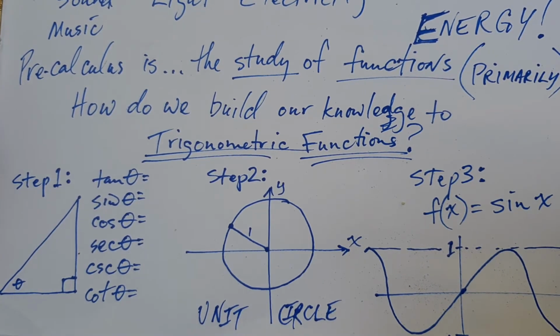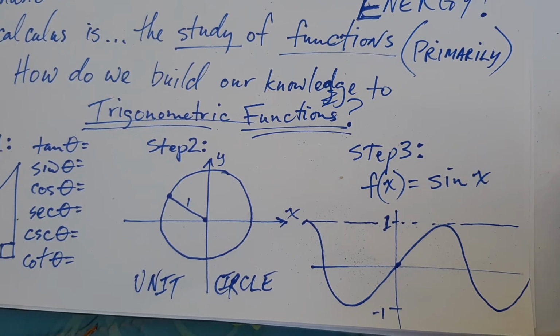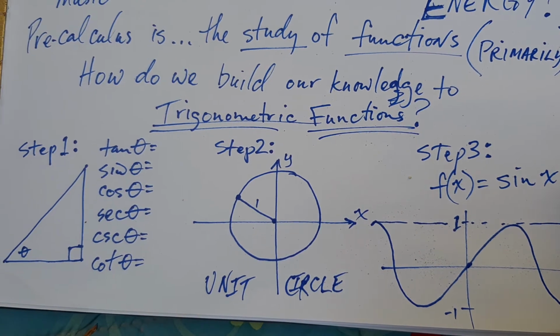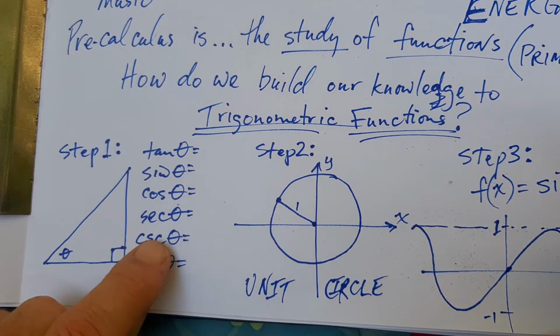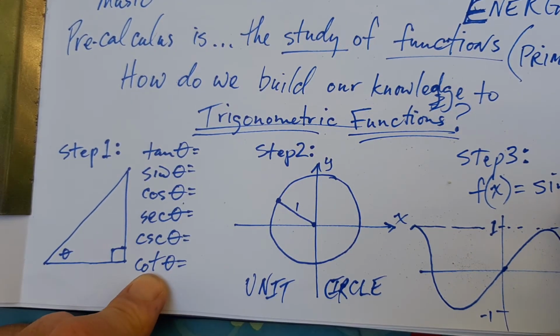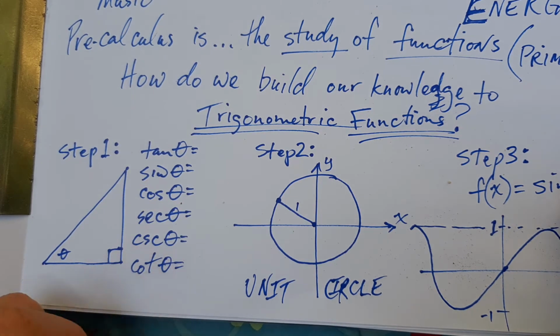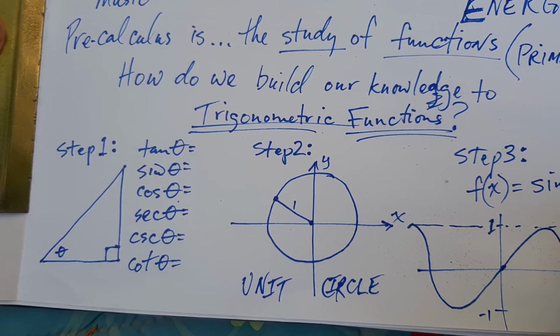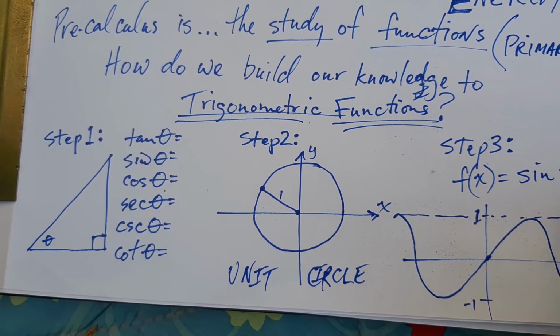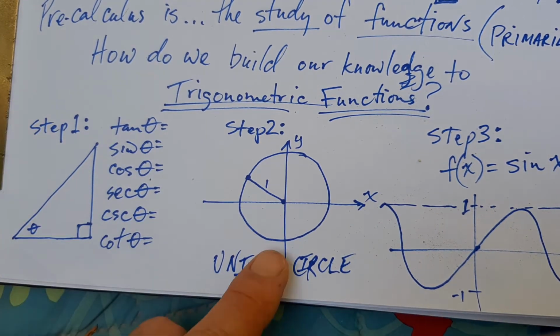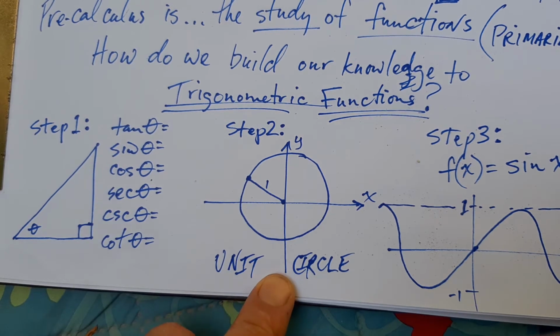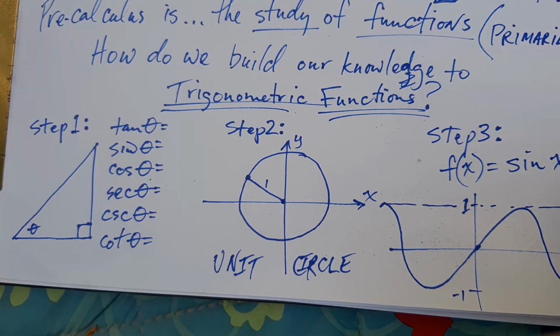So how do we build our knowledge to graphing these trig functions so that we understand what we're doing? Well, step one is just right triangle trigonometry. We're going to talk about all those favorites, those 6 trig ratios, and then we'll really dive into the unit circle. I think we spend a lot of time there, depending on your curriculum, and lesson 2, lesson 3, lesson 4, all that good stuff. We're going to do lesson 2 today.